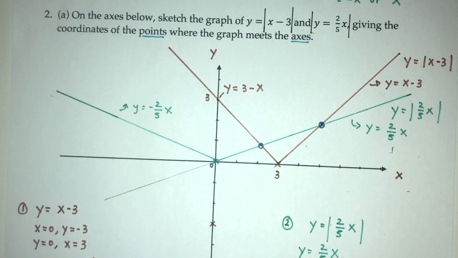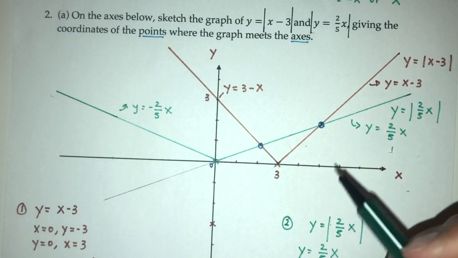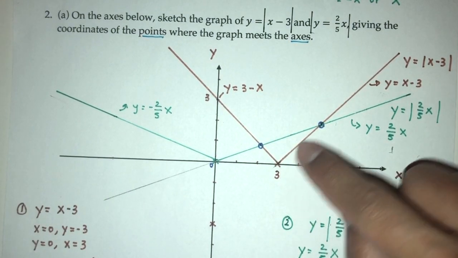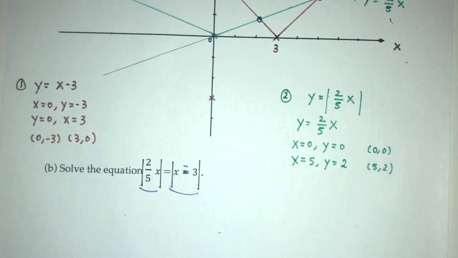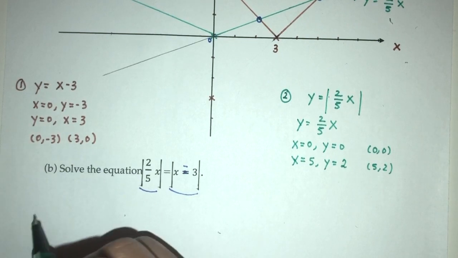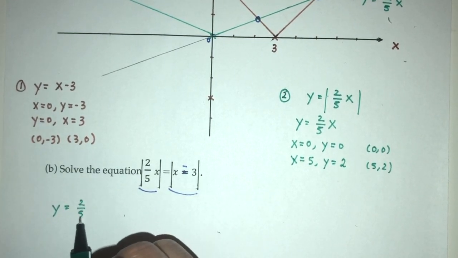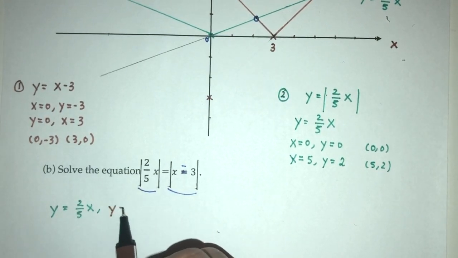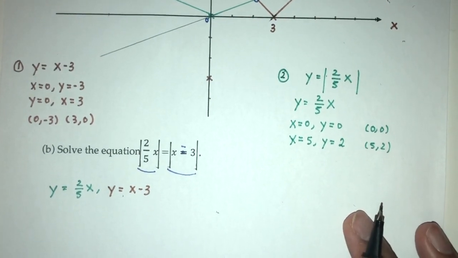Now, again, as you can see, we only care about the points where they meet. The first point, let's find this point. This point is the intersection between this line and the green line. So let's write this down. The green line here is y equals 2 over 5 x, and the brown line with which it intersects is y equals x minus 3. So we have to solve these two simultaneously.